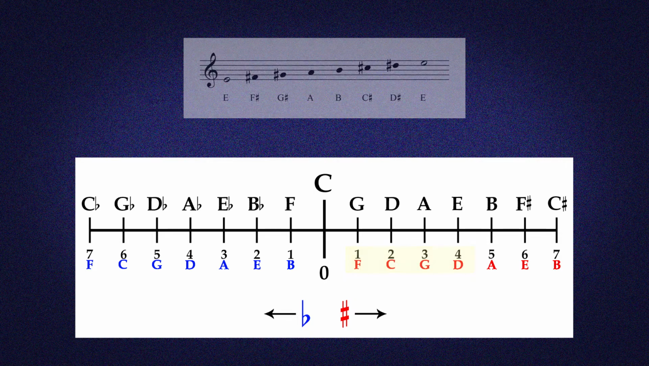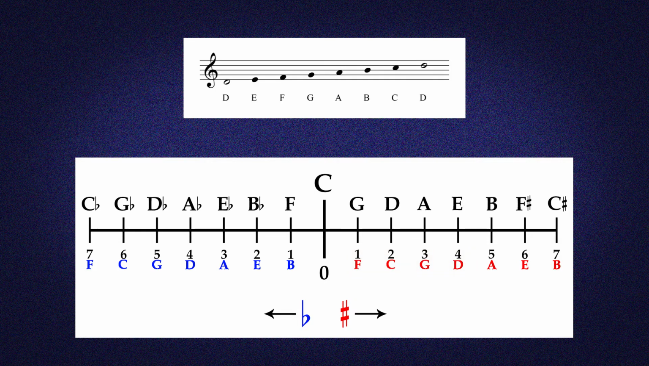Let's look at another example. D flat. I know the letters are going to be D, E, F, G, A, B, C, and D. The line tells me I will need to use 5 flats on B, E, A, D, and G. So the D flat major scale is D flat, E flat, F, G flat, A flat, B flat, C, and D flat.